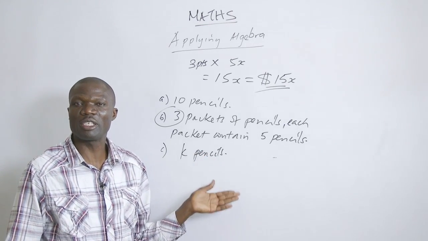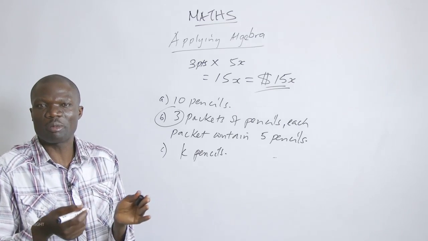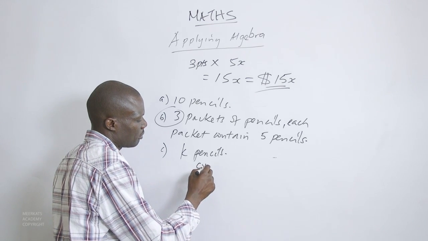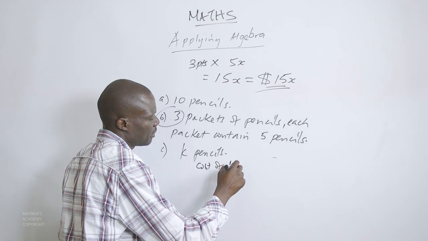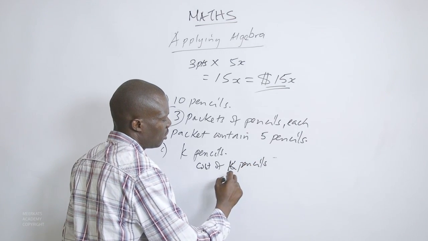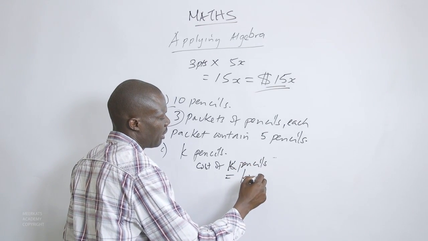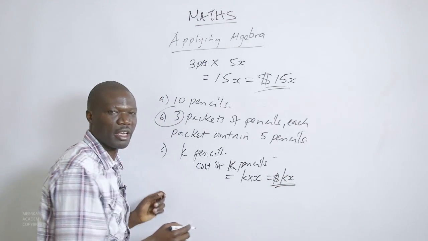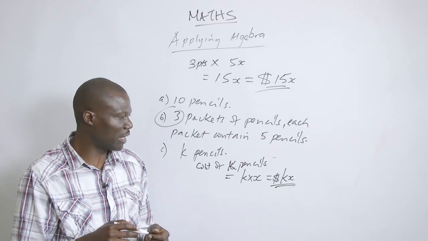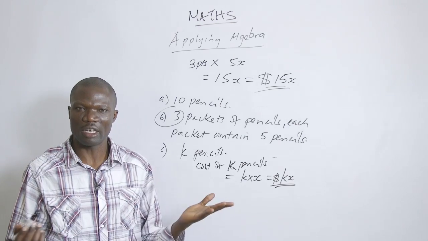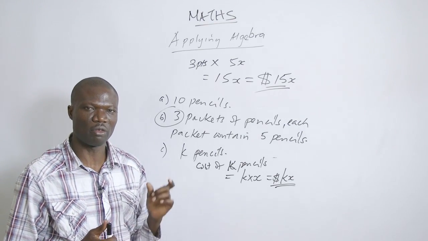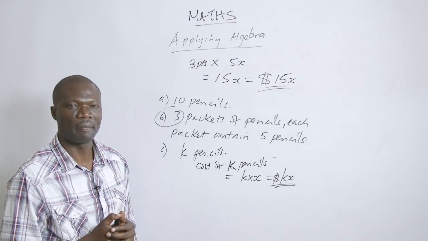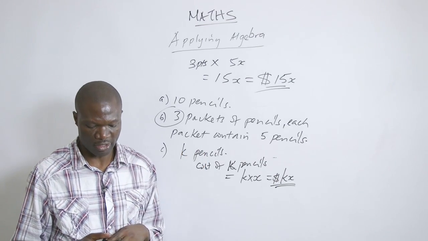Then if the number of pencils is K, then the cost will be K multiplied by the cost of each pencil. So the cost of K pencils will be equal to K multiplied by X, which is equal to KX dollars. KX dollars, where K stands for the number of pencils and X stands for the cost of each pencil in dollars. So that is what it is about the cost as we apply algebra.